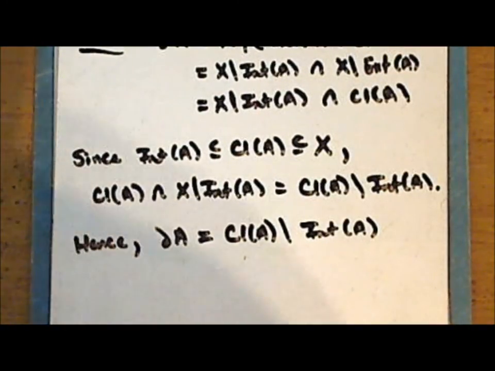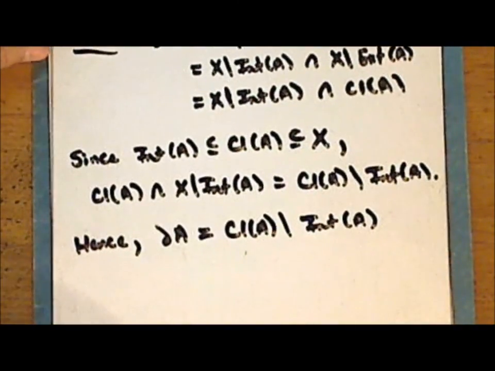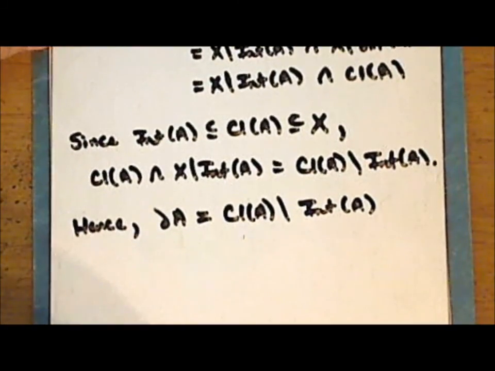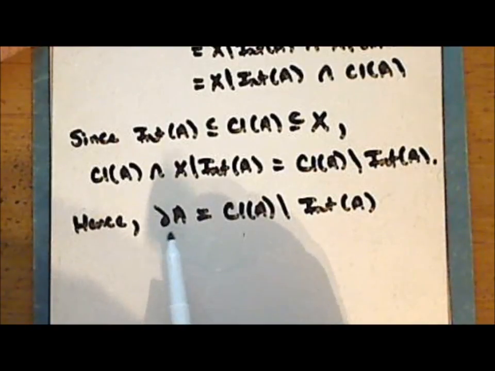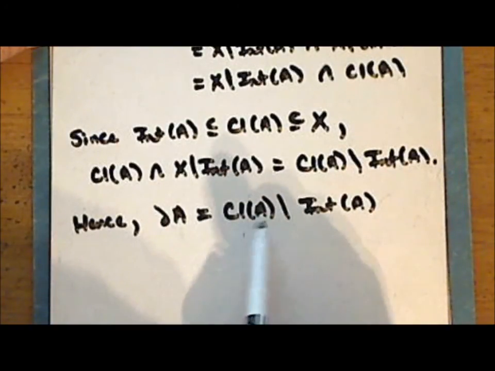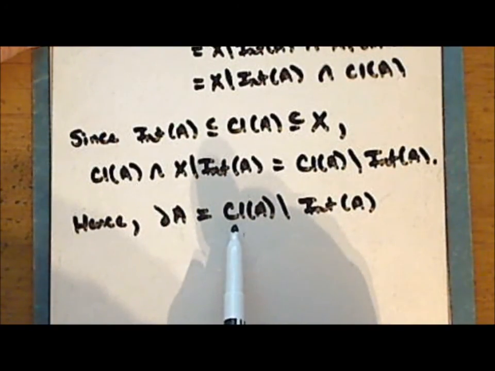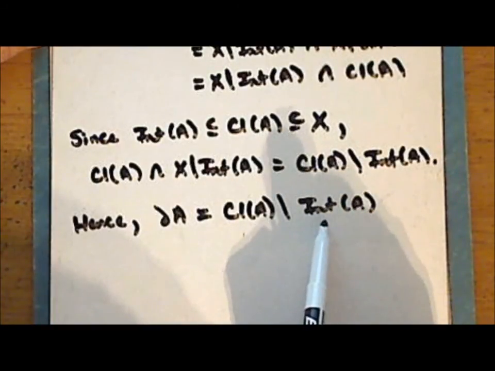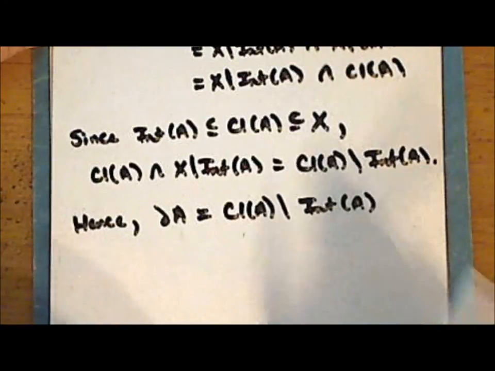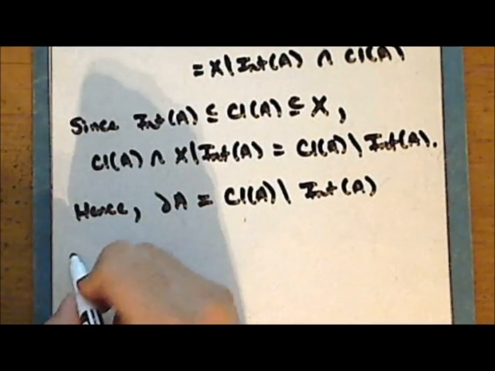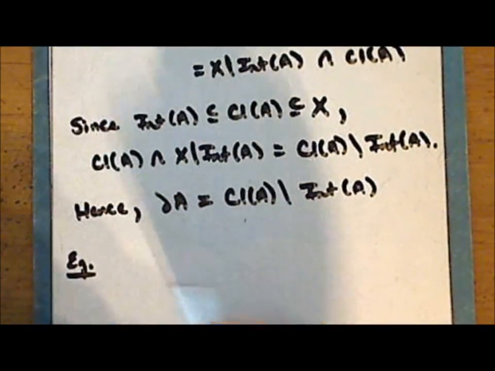So now we have a different way to compute the boundary, which is a little easier in most cases. But this also gives us a new interpretation. The boundary is that portion of the closure of A that completely contains the subset of A that is in the topology. So now we can look at some examples.